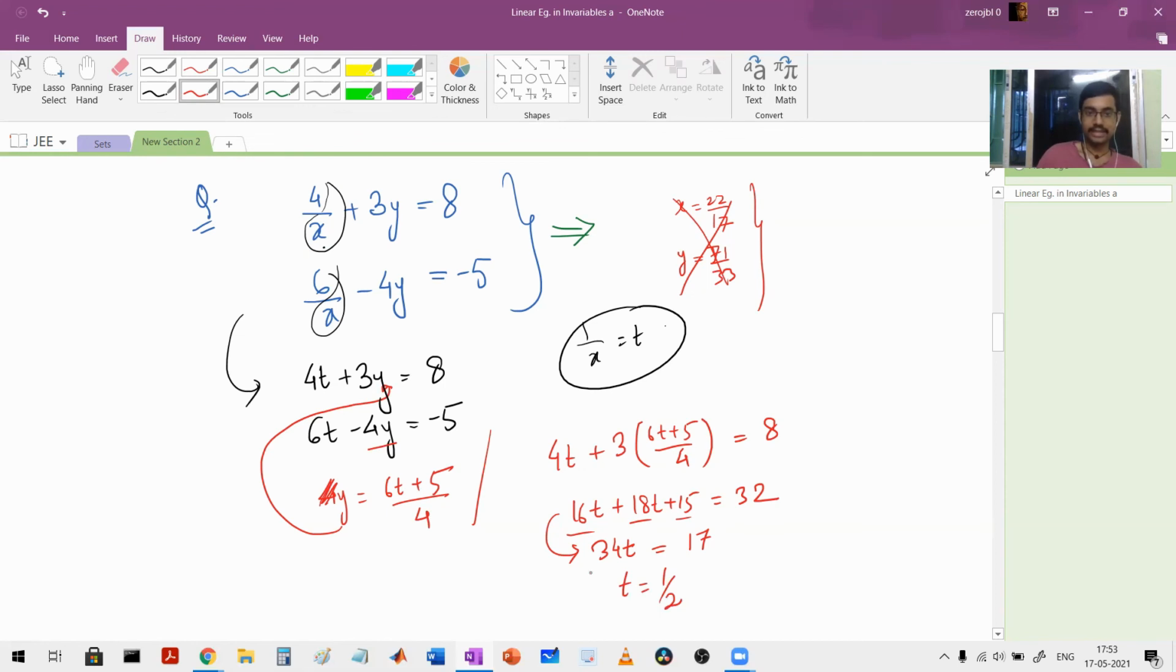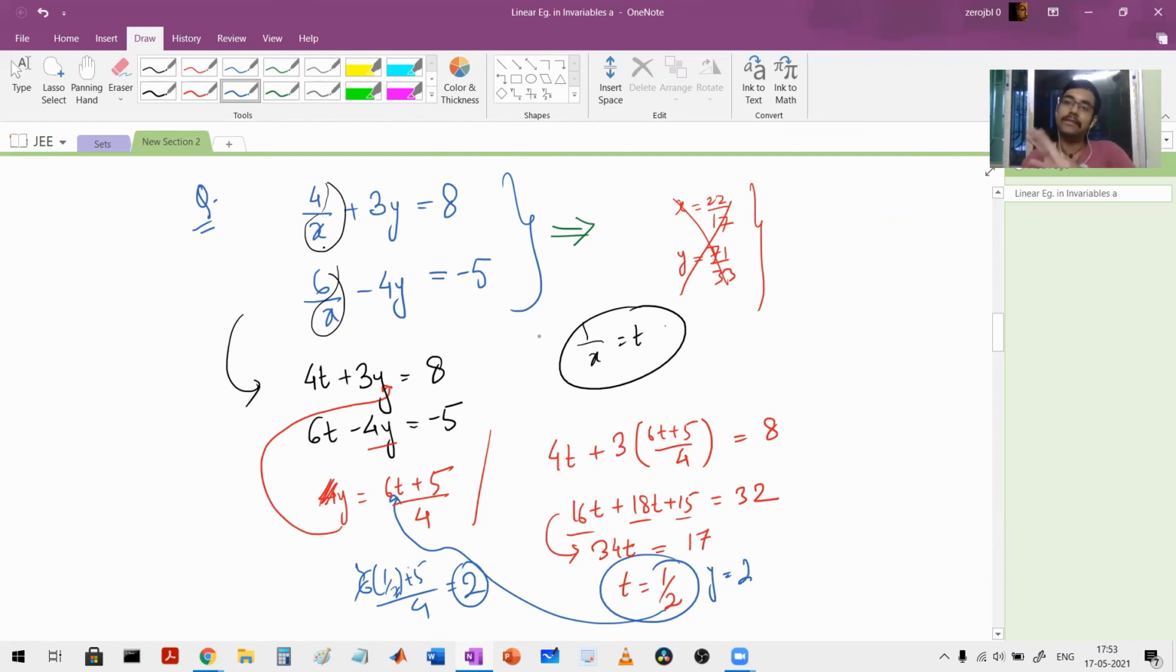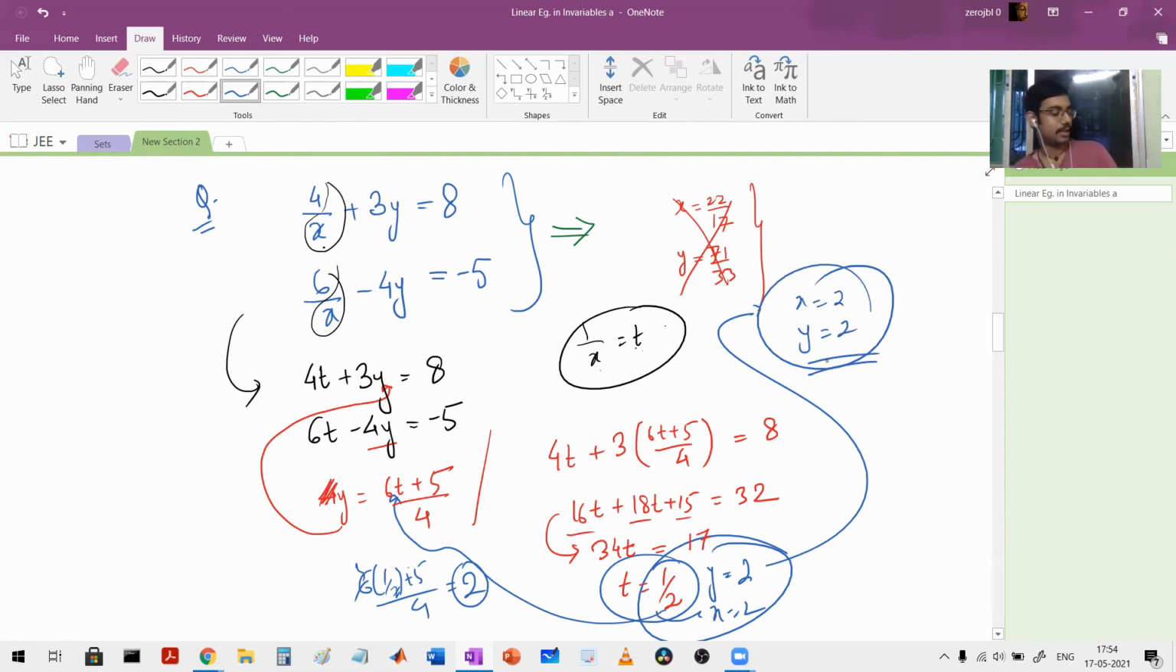Now, if t is equal to half, put the value of t anywhere. Suppose you put this value of t here. So you get (6 into half plus 5) by 4. So this will be 3 plus 5, 8. 8 by 4 is 2. So y is equal to 2. t is equal to half. Don't leave it here. Marks will be cut. Why? Because t is something you have assumed. It has no relevance with the question. So because t is 1 by x and t is half, so x will be equal to 2. So x is equal to 2 and y is equal to 2 will be the legit solution.